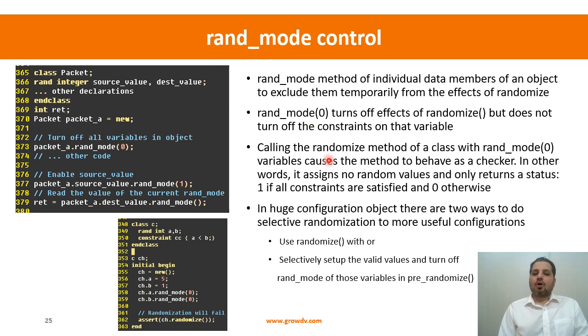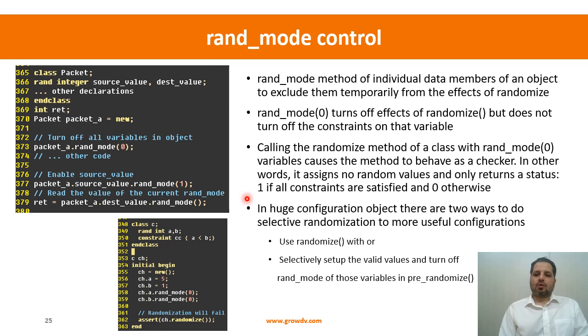But when you call randomize with a rand_mode of 0, the constraint on the variable behaves like a checker. In other words, randomize wouldn't assign any random values, but it will check whether the value that exists in that variable satisfies the constraint or not. If it doesn't satisfy the constraint, it will return 0. If it satisfies, it will return 1.